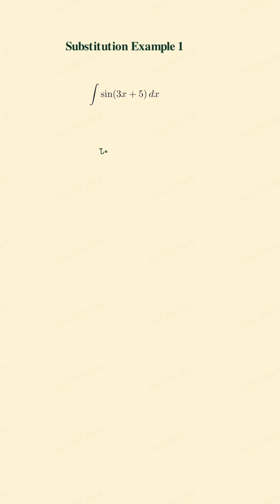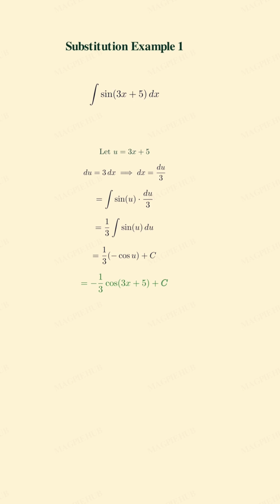Example 1, find the integral of sine of 3x plus 5 dx. Let u equal 3x plus 5. Then du equals 3 dx, so dx equals du over 3. Substituting, we get 1/3 times the integral of sine u du. The integral of sine u is negative cosine u. So our answer is negative 1/3 cosine of 3x plus 5 plus c.